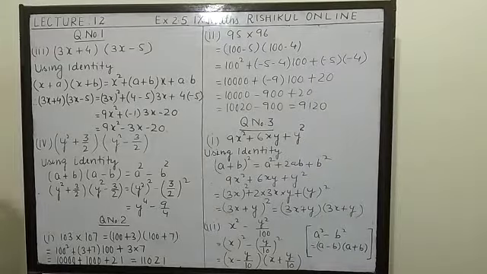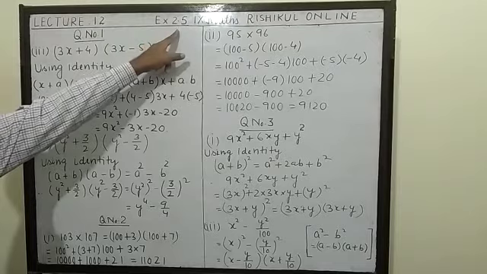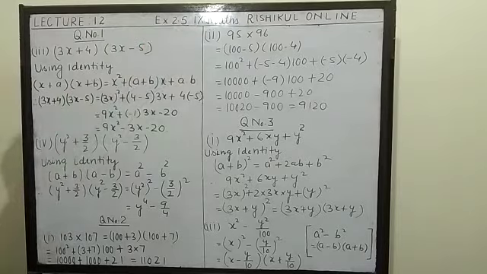Morning students, today in lecture number 12 I will discuss your last exercise 2.5. This exercise is very important. First of all, you learn all the identities. Clear? Then I will start question number 1. Question number 1 is: use suitable identities to find the product of the following.